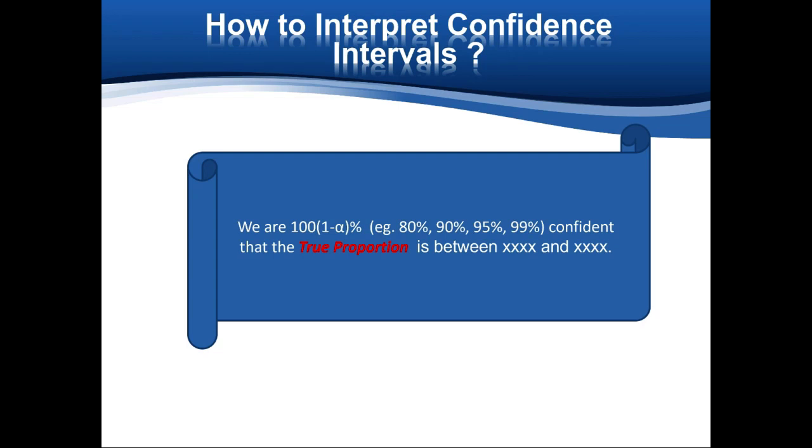How to interpret the result for case 3? We can see that we are 80% or 90% or 95% or 99% confident that the true proportion of blah blah, or the true percentage of blah blah, is between your result.